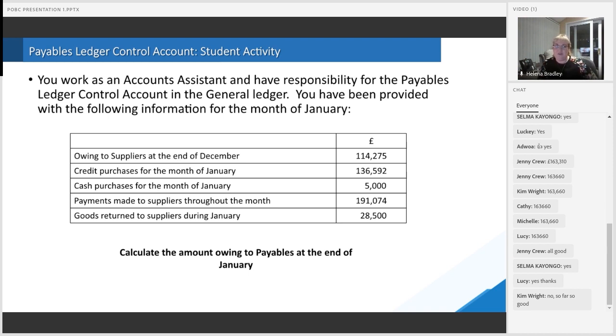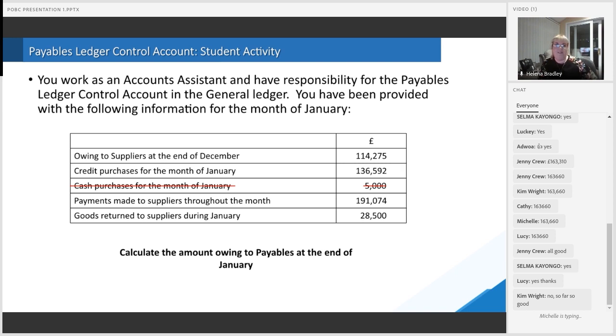Cash purchases for the month of January. Well, cash transactions, as I said at the start of this session, don't impact the control accounts, guys. And consequently, that's a bit naughty. That's a red herring. But that's something that could present itself in the exam. So cash sales, cash purchases, they have a place in our records and they will be accounted for, but not in terms of the control account. So we're going to ignore that one.